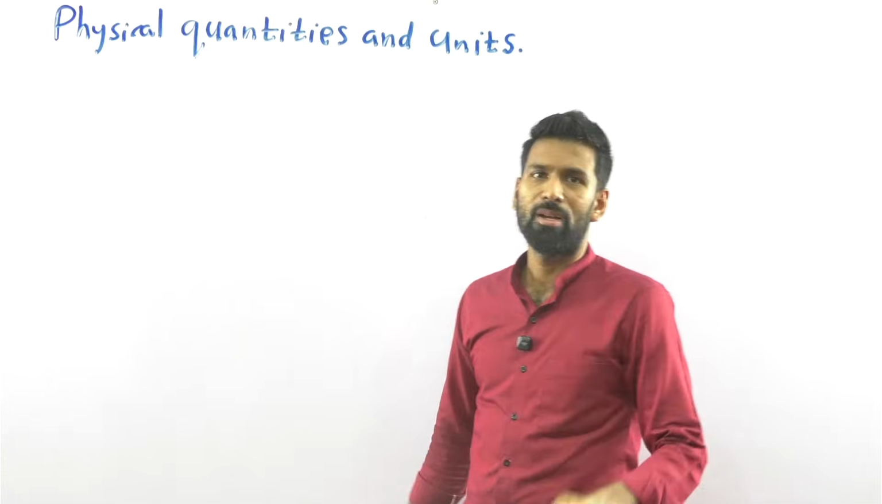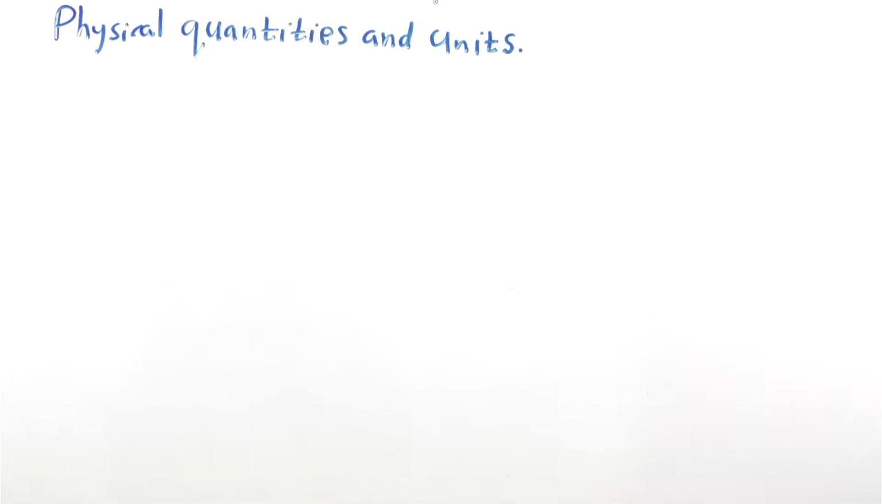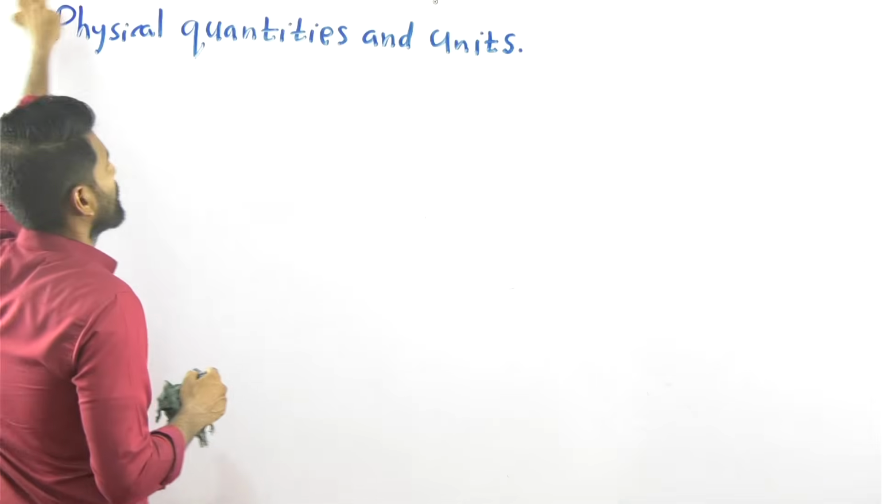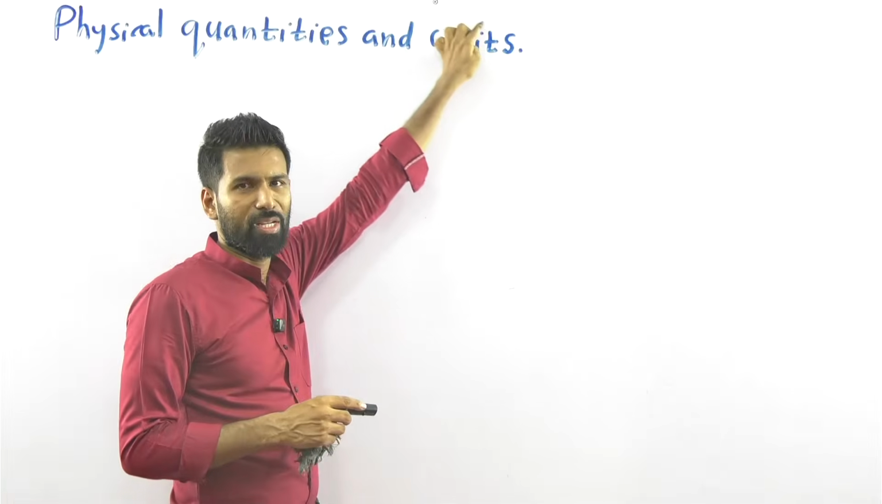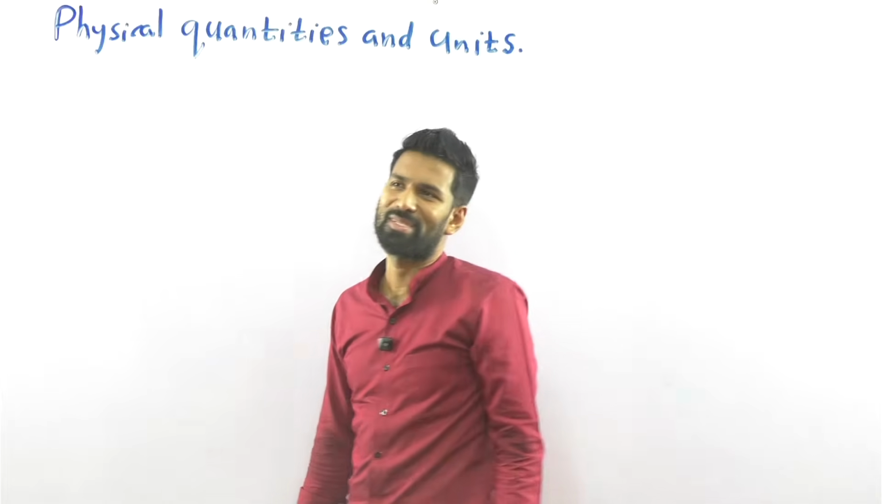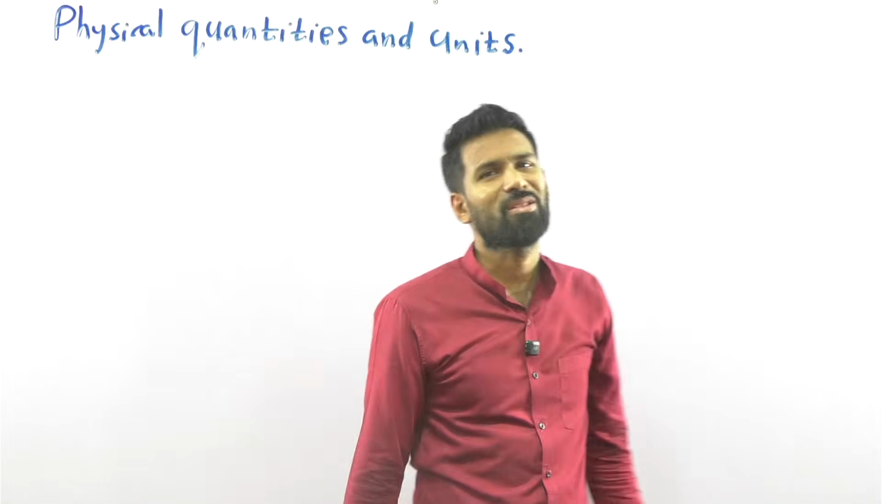Okay, write first unit. Okay, we'll write it in a nice manner. First unit number 1. Right, unit number 1, physical quantities and units.